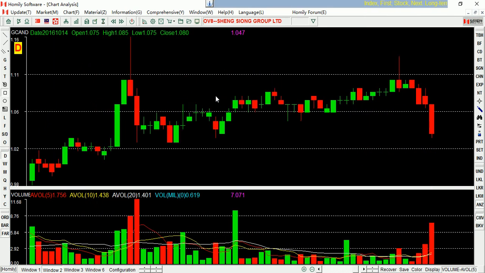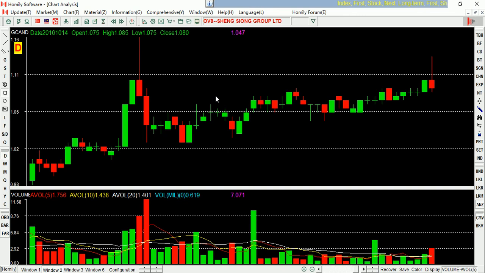Yeah. So we can see along the way there are more green. Maybe you can think this trend is still an uptrend, right? But here maybe you don't sell. According to the candlestick, it is not good.